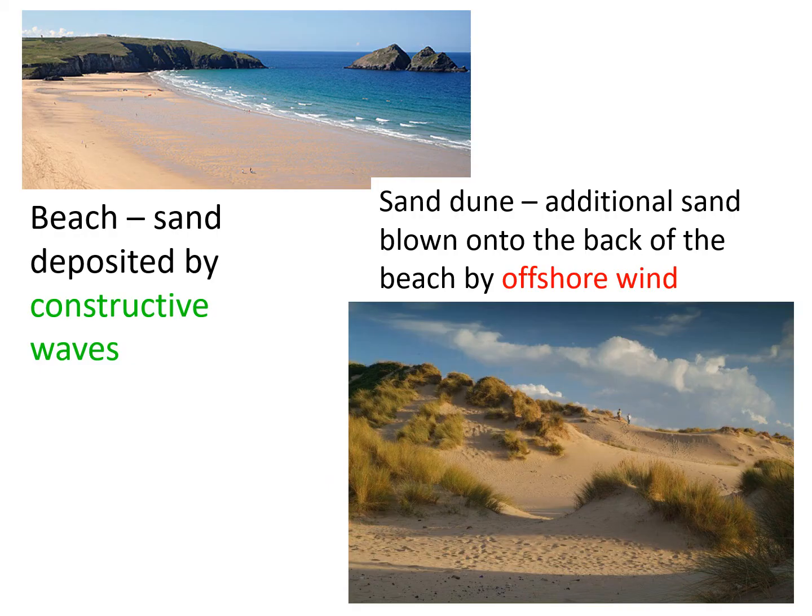So here we've got beaches and sand dunes. Now this is straightforward really. A beach is formed when constructive waves, remember that the swash is larger than the backwash, deposit sand on the coast, on the shore. Then the formation of a sand dune happens when additional sand is blown onto the back of the beach by offshore wind. And what happens over time is plants start to establish in a sand dune, and this then encourages more sand to accumulate. So you have the formation of sand dunes, which generally grow over time.